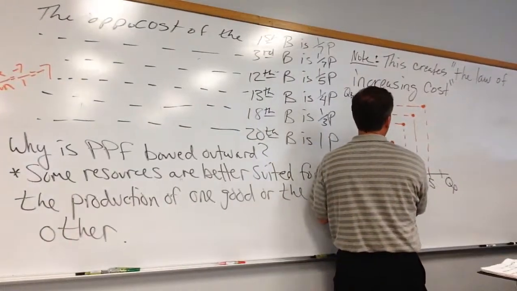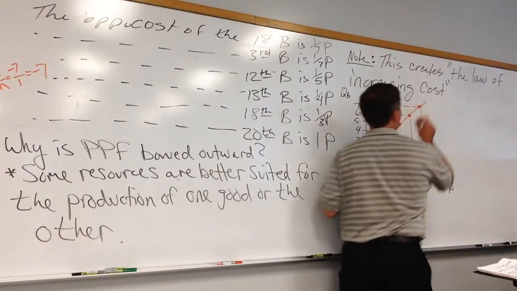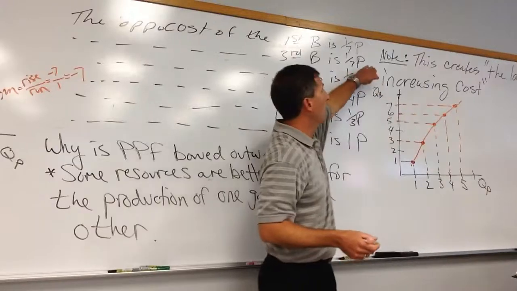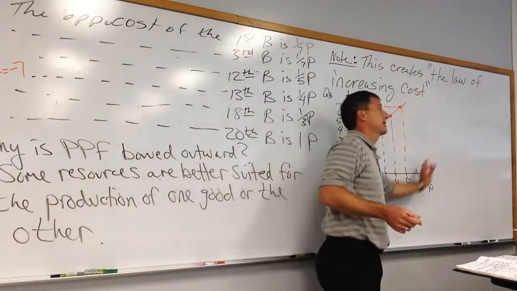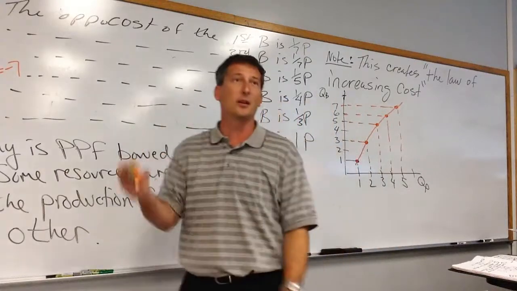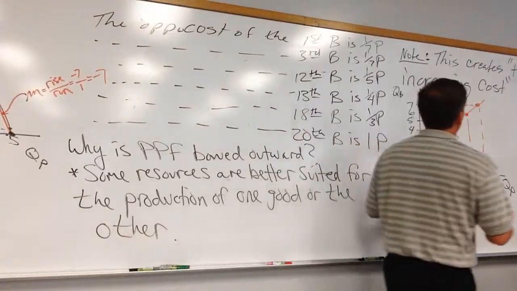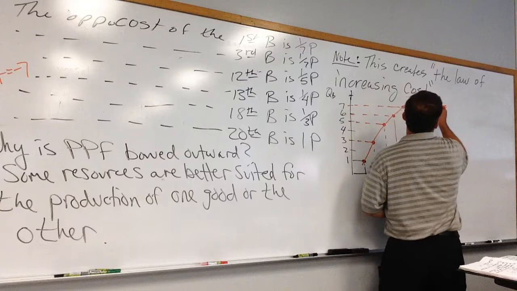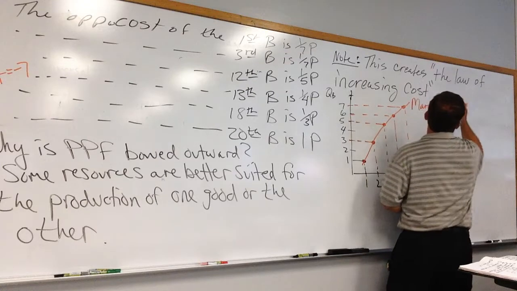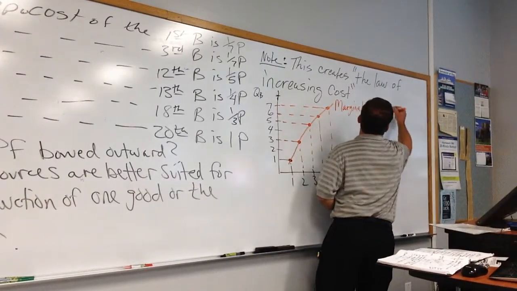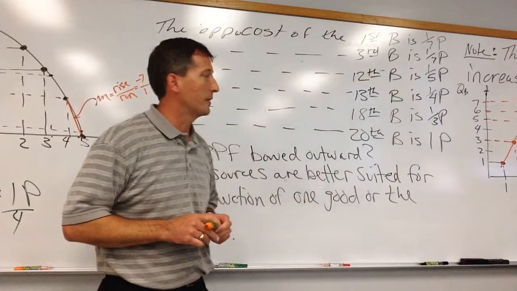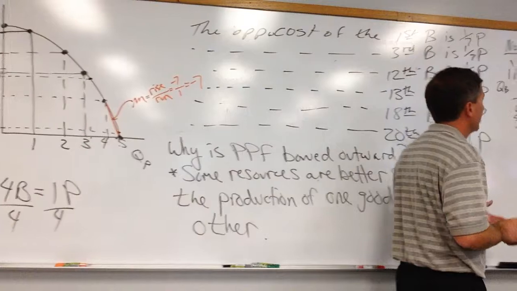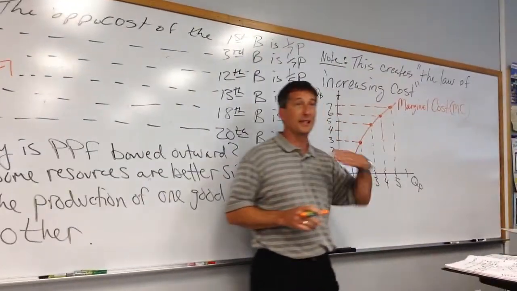If we take the liberty of just connecting these dots, we have the law of increasing costs. We're thinking about the cost associated with the incremental unit. This is the marginal cost curve, which we'll talk a lot about this semester. The cost of an incremental pizza. What are we really giving up at the margin, the extra one?